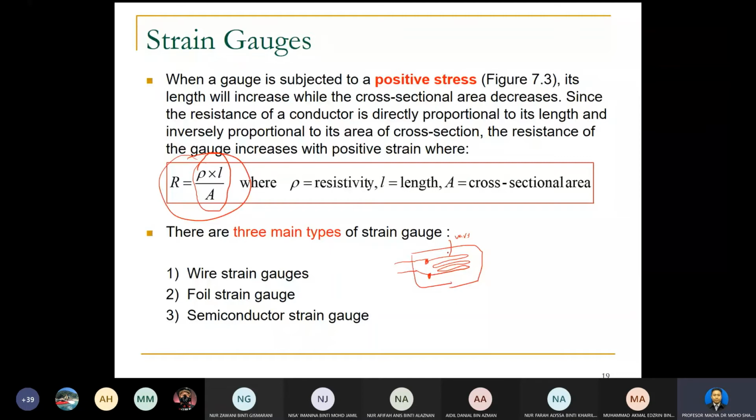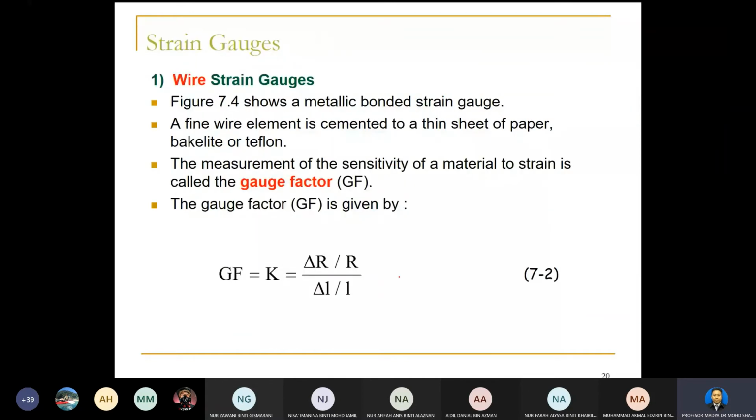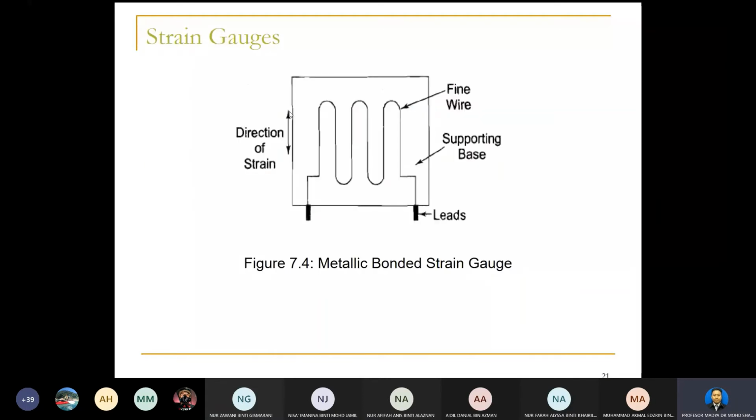So we go one by one. For using the wire, figure 7.4 shows the metallic bond strain gauge. For example, this one you can use the wire, a fine wire here, and then this is positive and negative on this sensor.